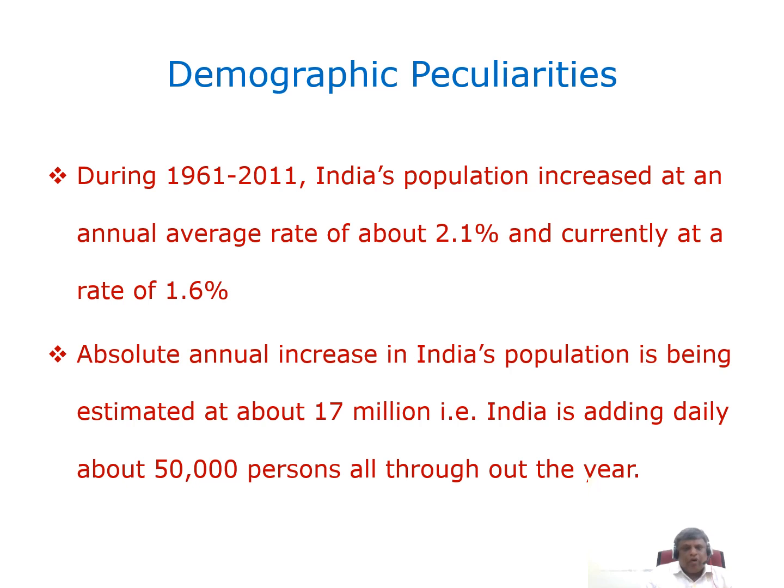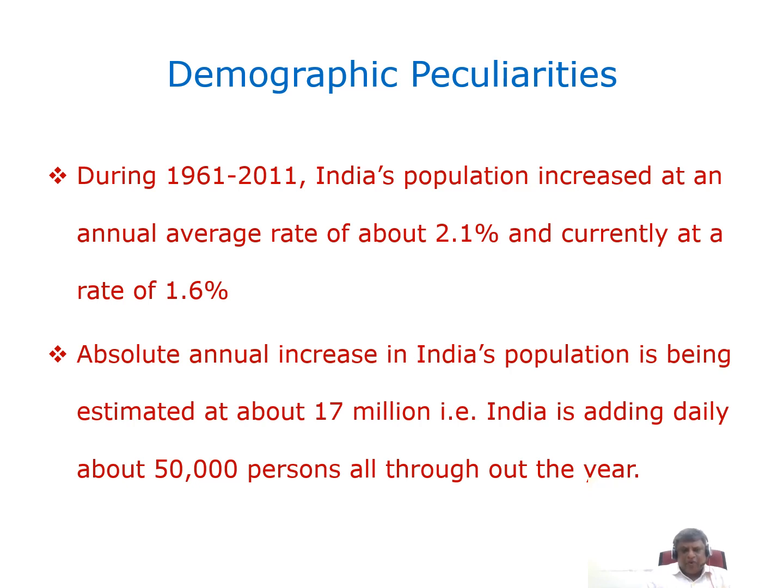Demographic peculiarities. During 1961-2011, India's population increased at an annual average rate of about 2.1%, and currently at a rate of 1.6%. Demographic statistics describe the population and their characteristics. Demographic analysis is the study of population based on factors such as age, race and sex.